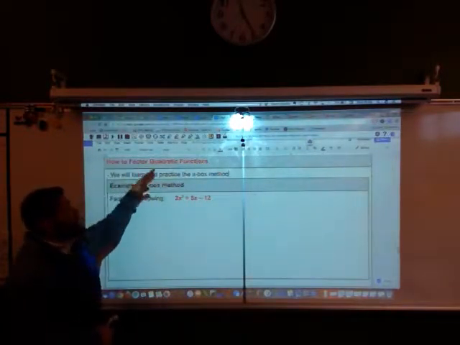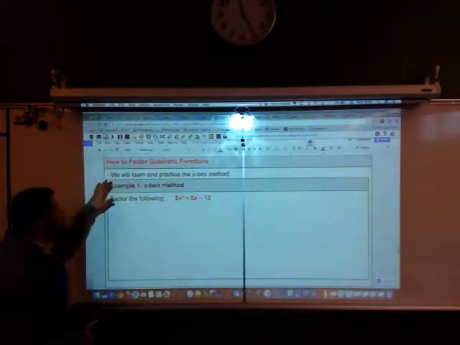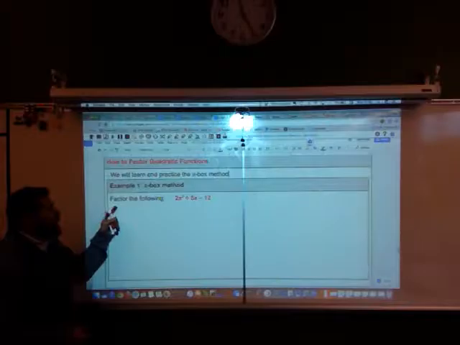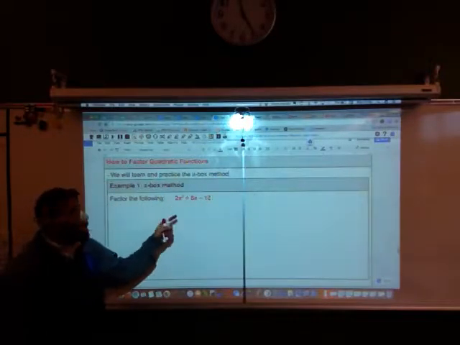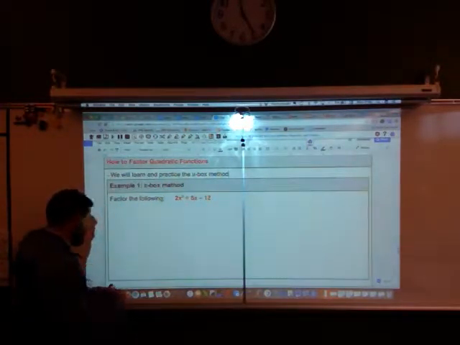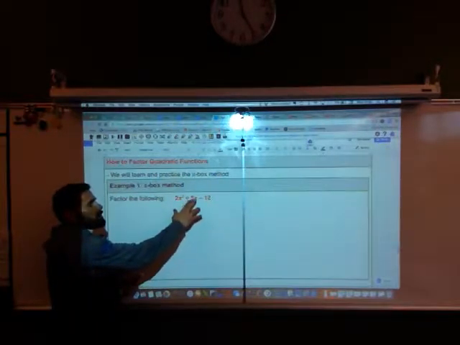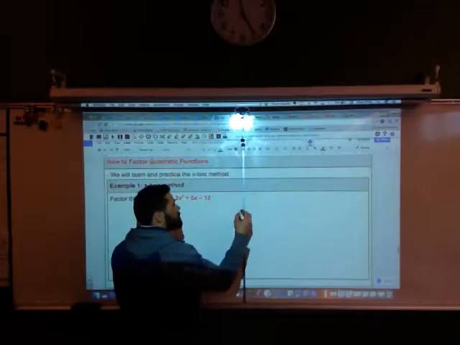One of the things we'll be learning is how to factor quadratic functions. We'll learn and practice the Xbox method. So if we get a question like this, how to factor 2x squared plus 5x minus 12, we'll use the Xbox factor. We'll look at this ax squared plus bx plus c.